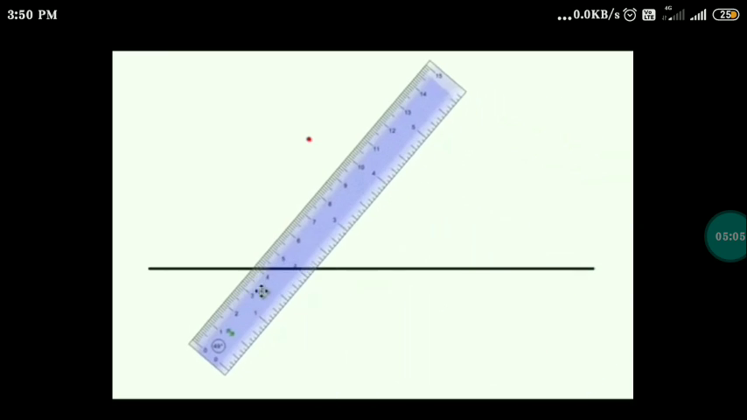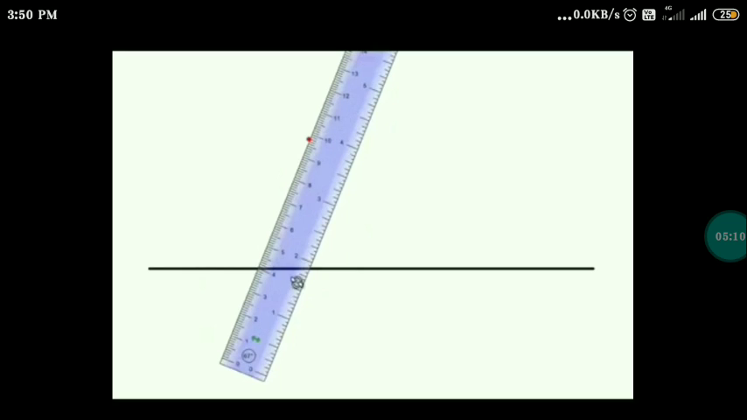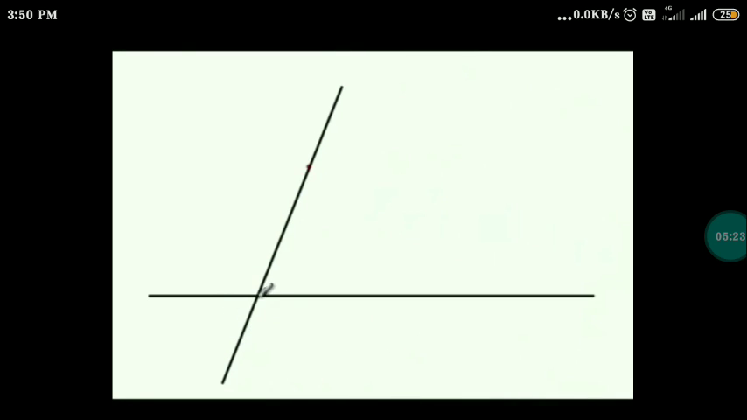Next, come to the construction of a parallel line using the corresponding angles property. It means we construct a pair of corresponding angles such that these corresponding angles are equal. So now draw a line using a ruler, take a point outside of this line and join this point to a point on the line. That point is A, and this point is B.